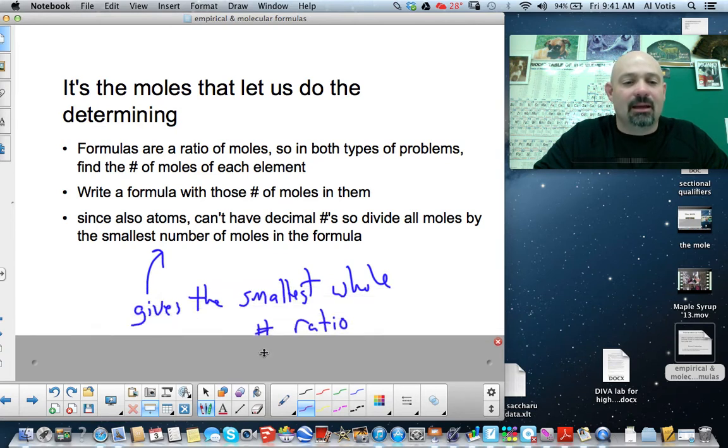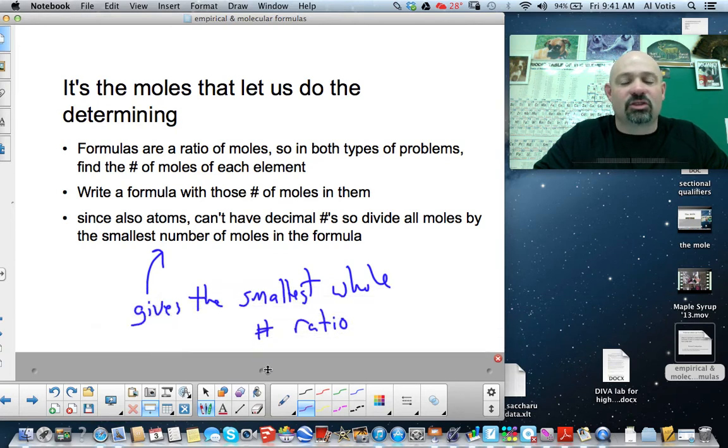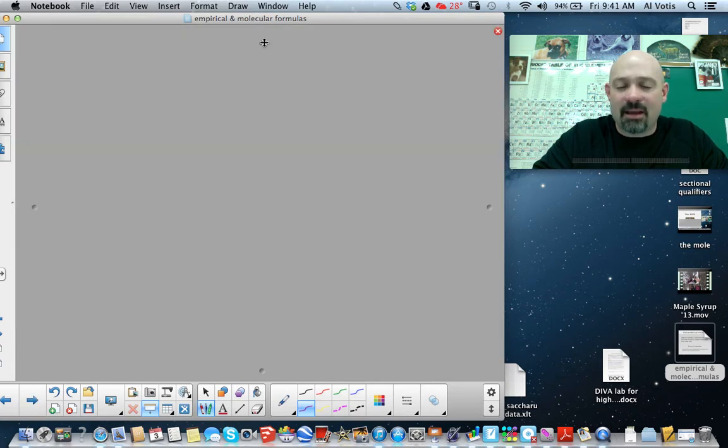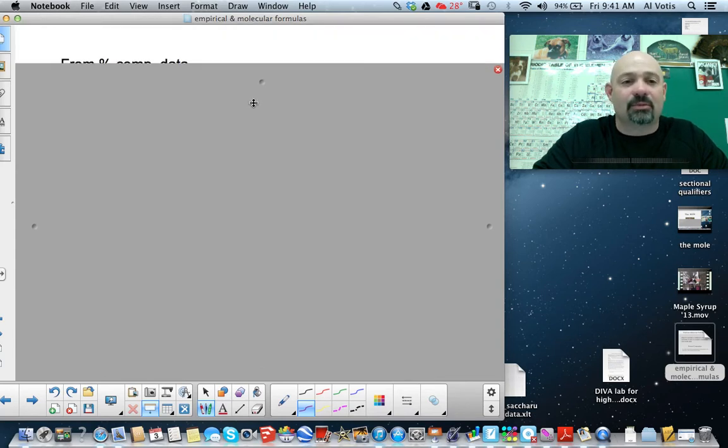But again, dividing by that smallest number of moles is going to give us the simplest whole number ratio. So we find the moles of each element, we write a formula with those numbers of moles in it, and we divide by the smallest number of moles. And it's the same for both cases, we just have a little bit different process to deal with at the beginning. After the beginning part, for both types, it's the same.